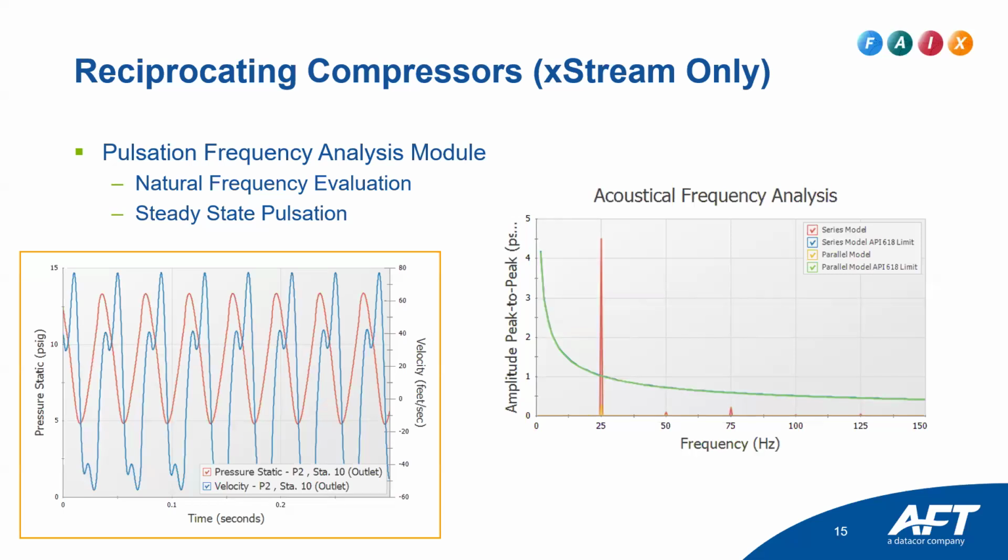The natural frequency evaluation mode is essentially about determining the resonant frequencies of the system that could be excited by your reciprocating compressor. And because of that, the steady state pulsation mode also includes API 618 abilities. We covered this and reciprocating compressors in our previous webinar. If you want more information, go ahead and check that out.